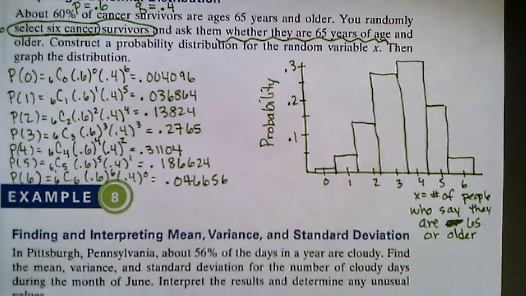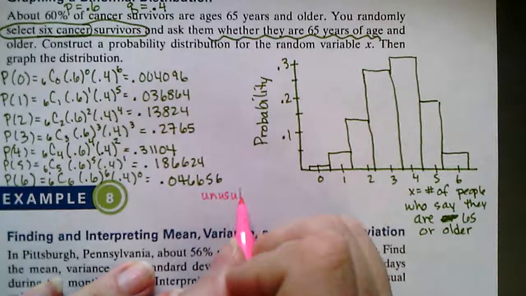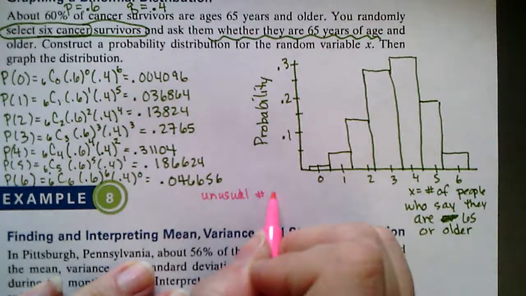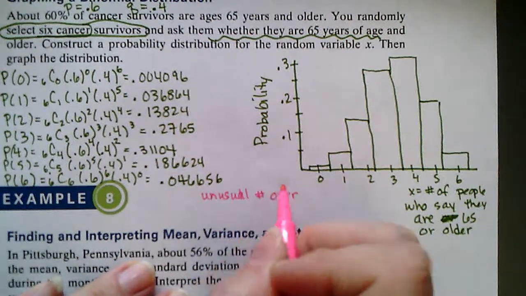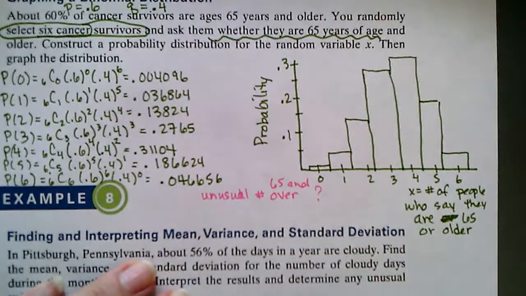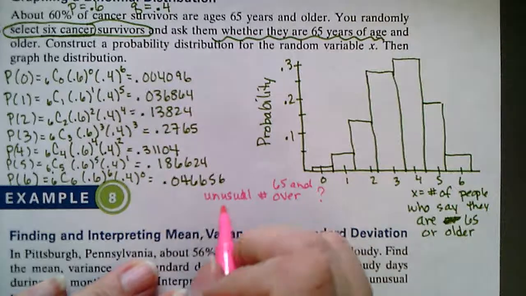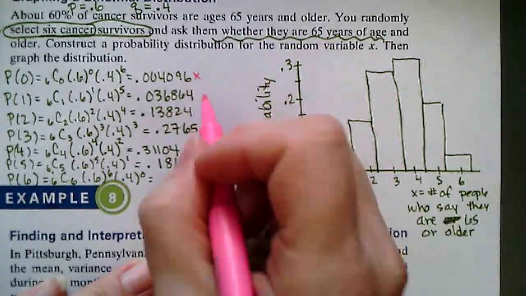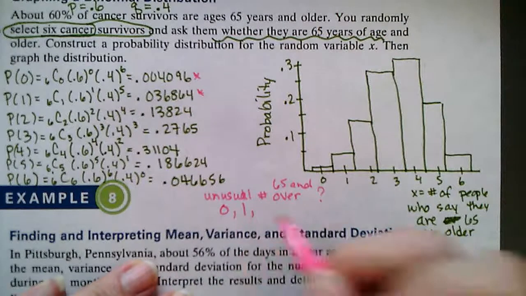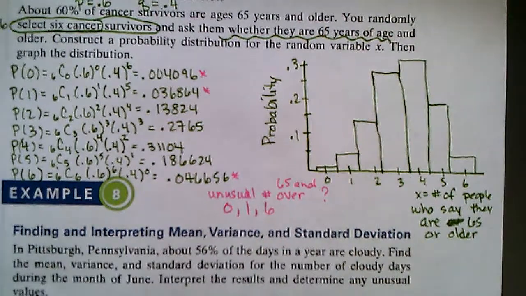Now, what would be considered an unusual number? Unusual number who would say they are 65 and older. Remember, that's anything that's below 5% probability. So that would be 0 of them, 1 of them, or 6 of them.